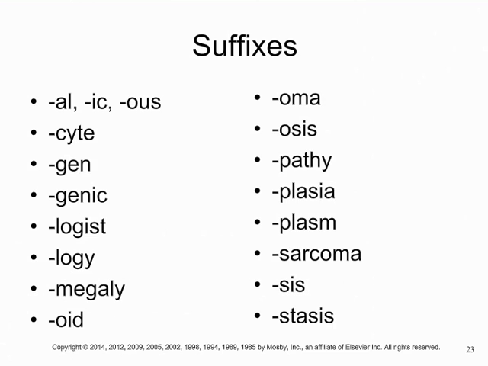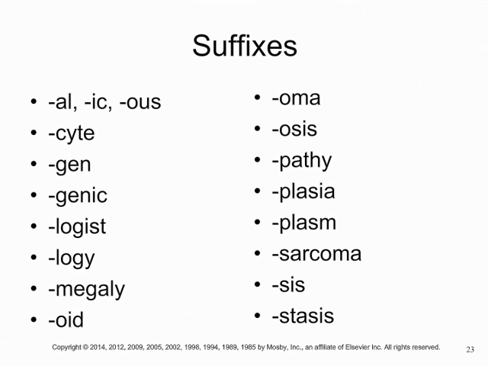Cyte means cell. Gen and genic can be a little confusing. Gen is the substance that produces or causes, and genic means producing or causing. And what I always think of is a carcinogen is a substance that could cause cancer, and carcinogenic is causing cancer. So, for example, you could say nicotine is a carcinogen, smoking cigarettes is carcinogenic.